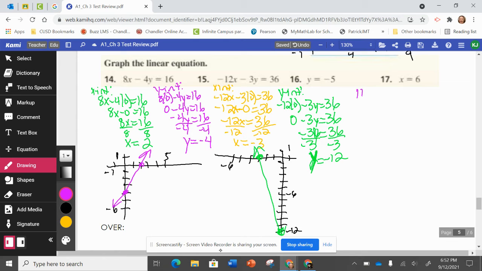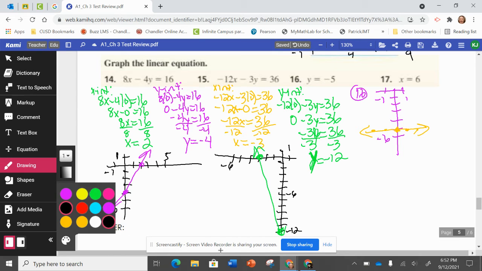For number 16, we have y is equal to negative 5. That is one of our special lines. It is horizontal. y is negative 5 right here, here, here, here, here. And so there is my horizontal line. 17, x is equal to positive 6.